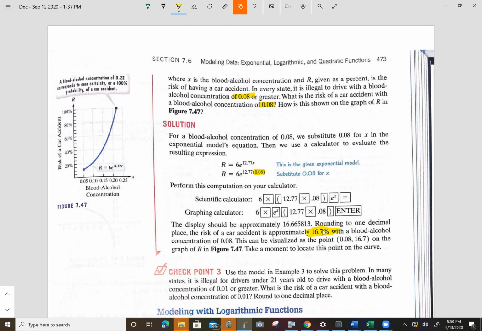So this means that your risk for being in a car accident with a blood alcohol rate of 0.08 is 16.7%.